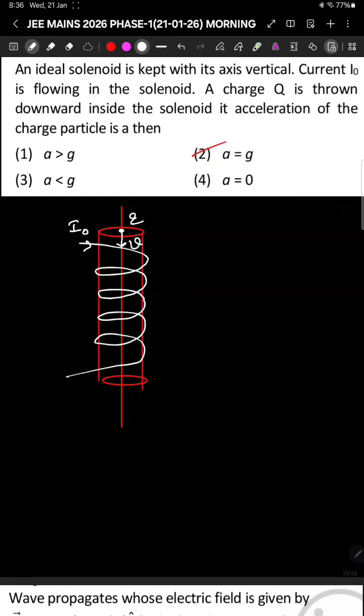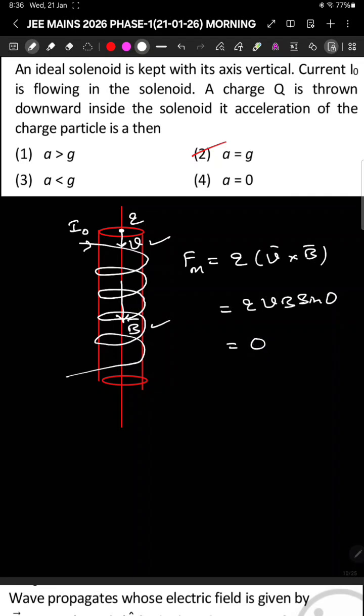Now what about the acceleration he was asking? As the current is passing in the solenoid, you will have magnetic field along the axis. When a charged particle is thrown in magnetic field, magnetic force formula will be Q into V cross B. In the diagram it's very clear. Here velocity and magnetic field are both in the same direction. So this becomes QVB sine 0. Sine 0 is 0, so force becomes 0. That means there is no magnetic force acting on the charged particle. That means the particle acts like a freely falling body with an acceleration equal to g.